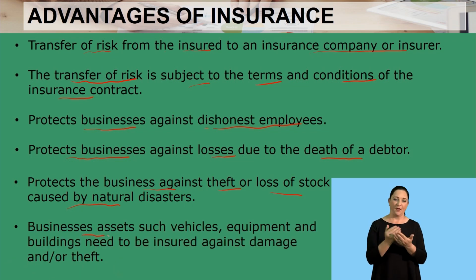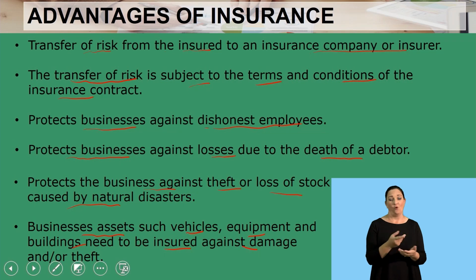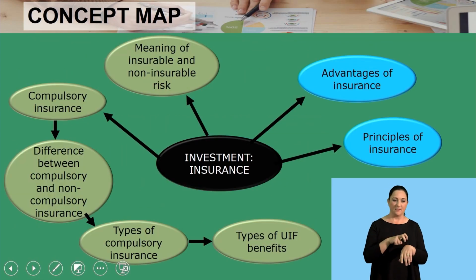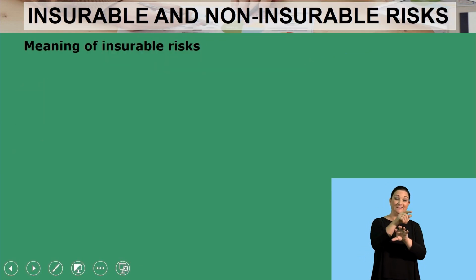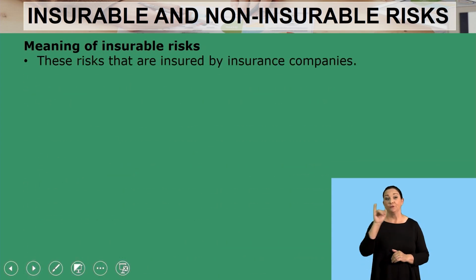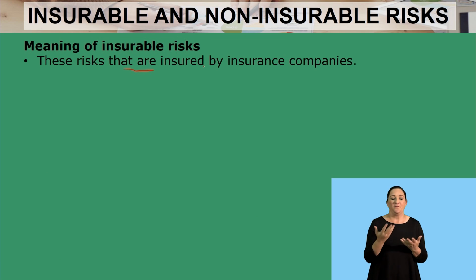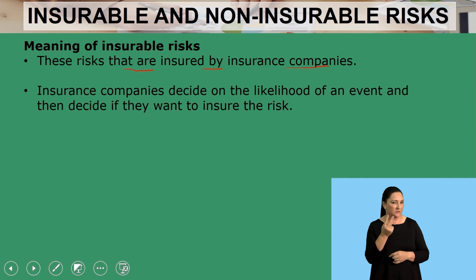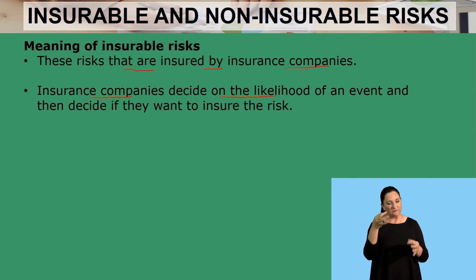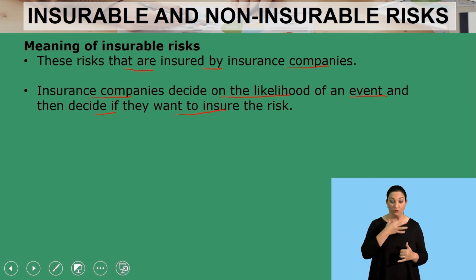And then another one is that business assets such as vehicles, equipment, and buildings need to be insured against damages and/or theft. Then, as we proceed, we look into the meaning of insurable and non-insurable risk. So what do we mean there? Insurable risks are risks that can be insured by the insurance company. Insurance companies decide on the likelihood of the event and then decide if they want to insure such a risk or not.